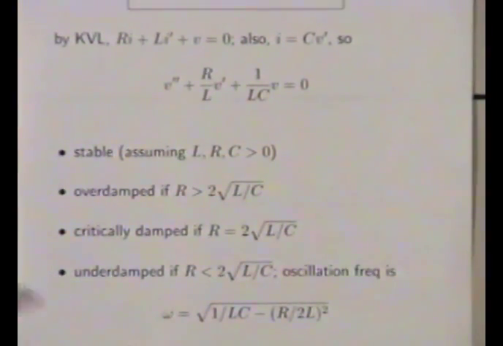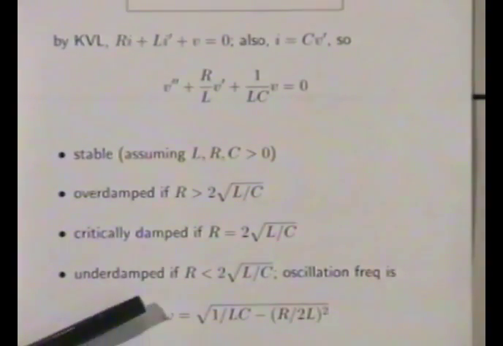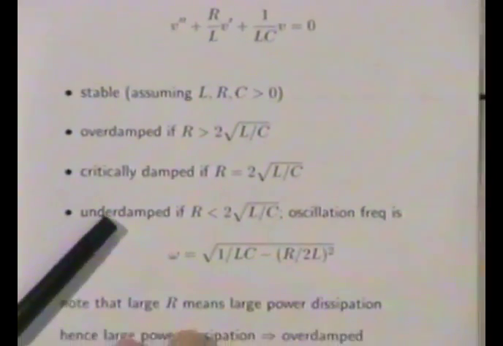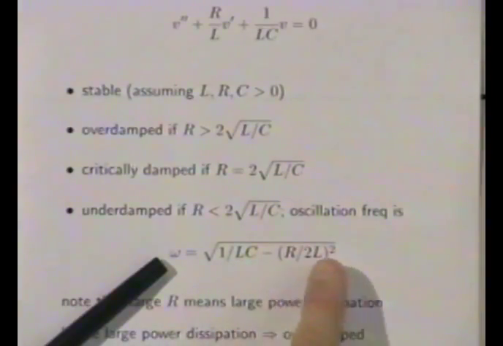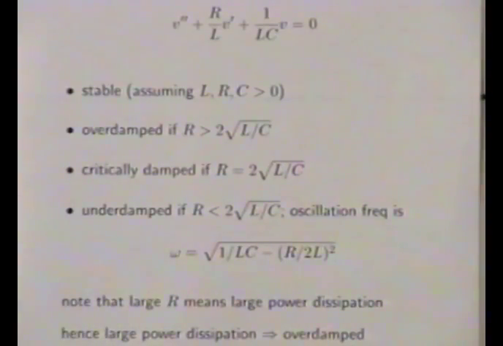Oh, I guess there's another observation. I didn't make it before, but I'll make it here, which is that the oscillation frequency, interestingly, is 1 over square root of LC minus this term here. And so that actually tells you that as you turn up damping, the oscillation frequency actually decreases. That's what this says. So that's sort of the idea.